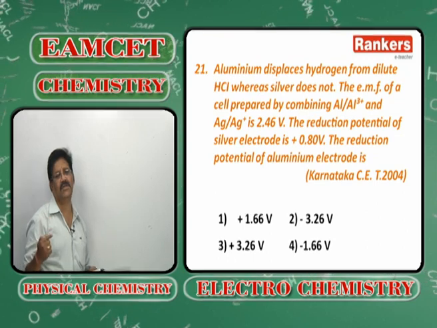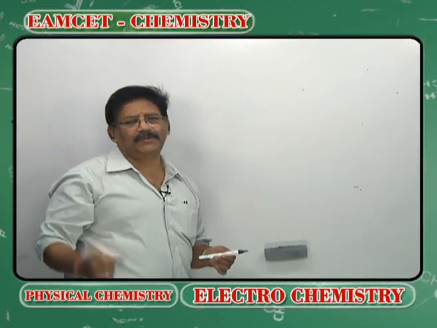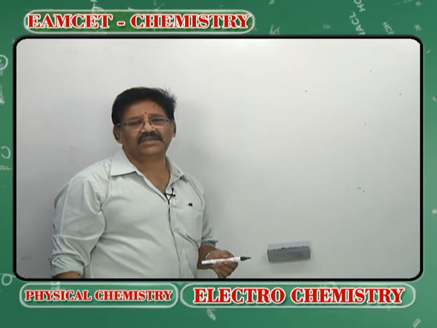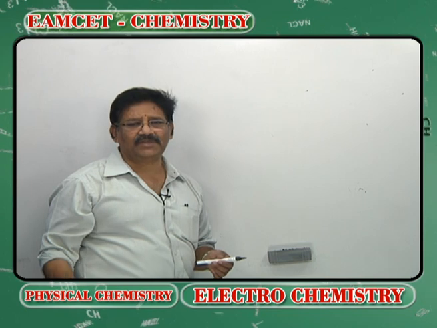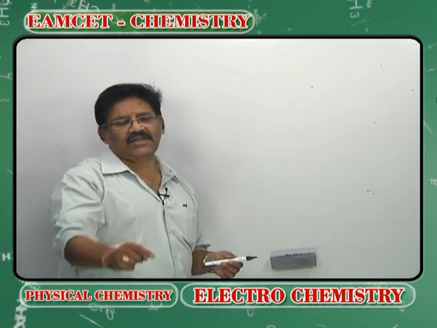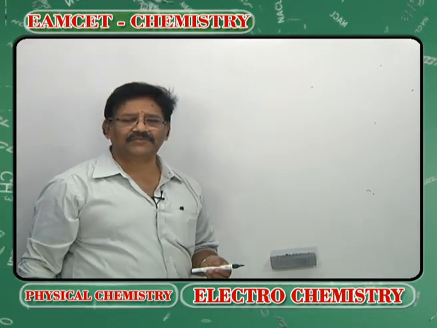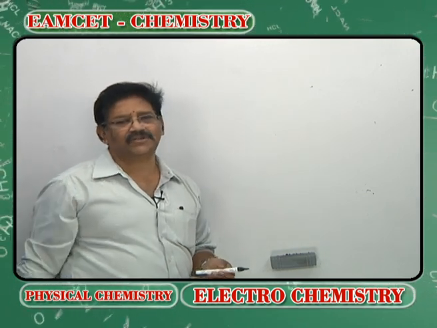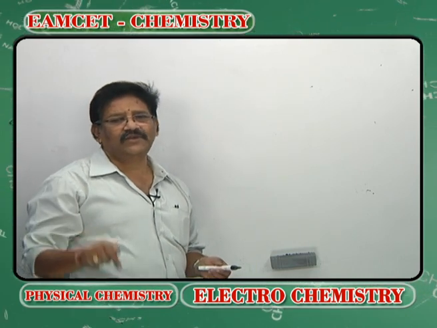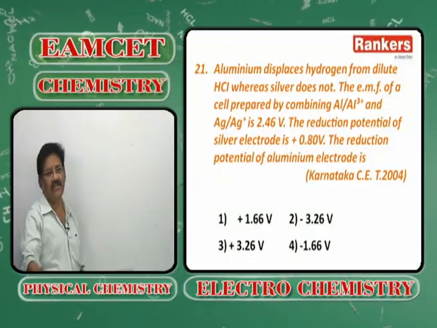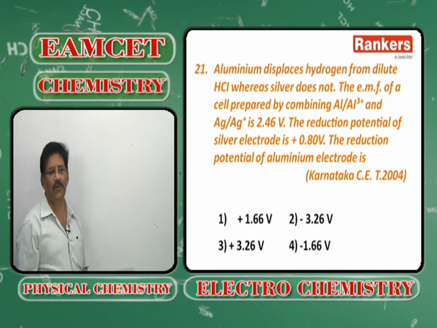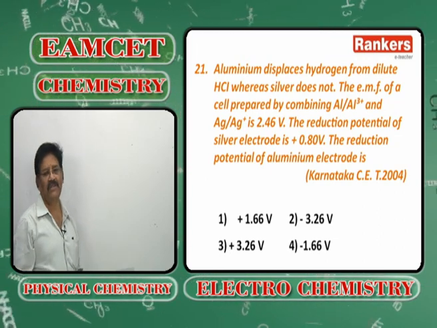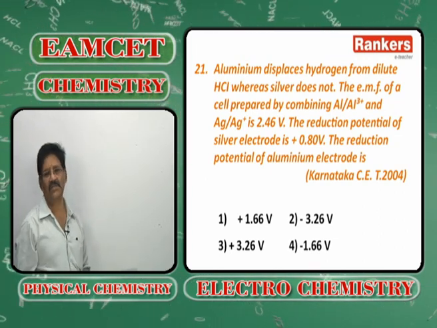Electrodes with negative SRP values are considered to be more reactive than hydrogen. They can displace hydrogen from their solution. As a result, aluminum can displace hydrogen from HCl. Electrodes with positive SRP values cannot displace hydrogen from the solution. That is why, in the given context, silver will function as the cathode because it has a positive SRP value. Aluminum will function as the anode because it has a negative SRP value.